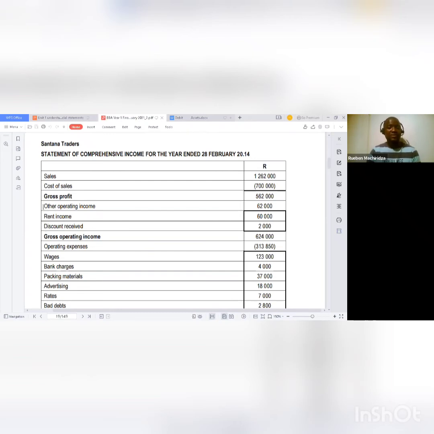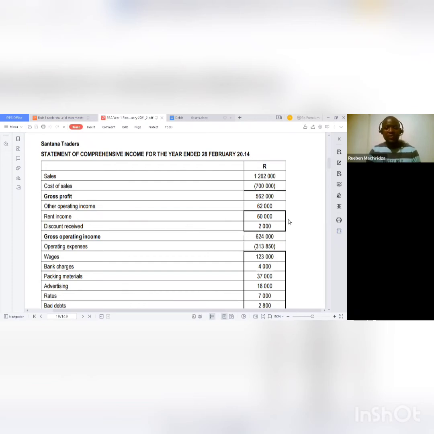So you must record it under what? Under other operating income. As we go through other questions, we'll find that there are many types of other operating income, and we are going to look at each and every one of them as we come across it.